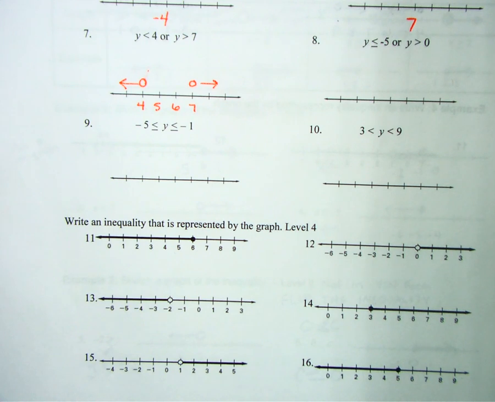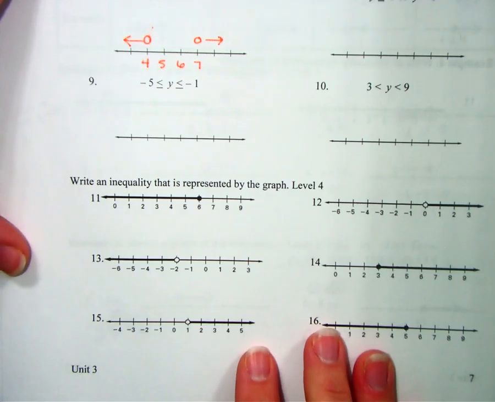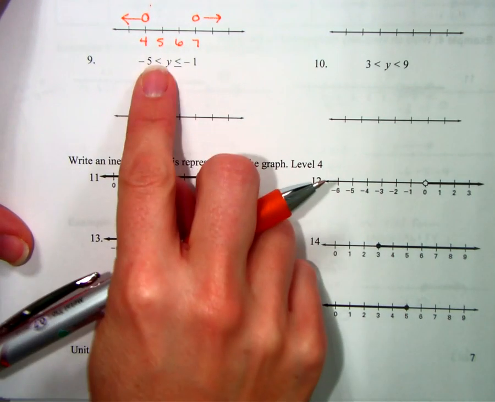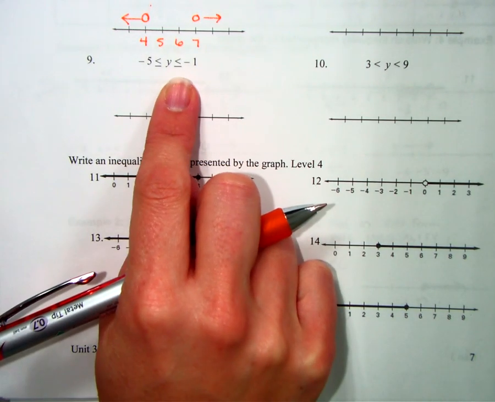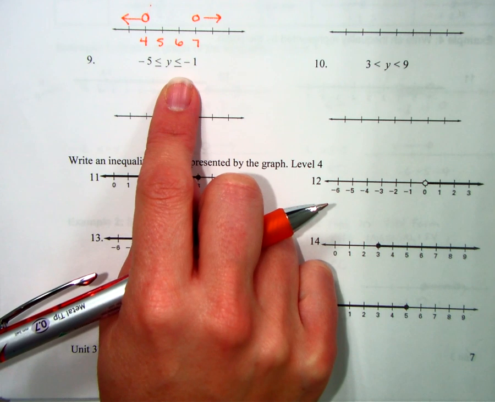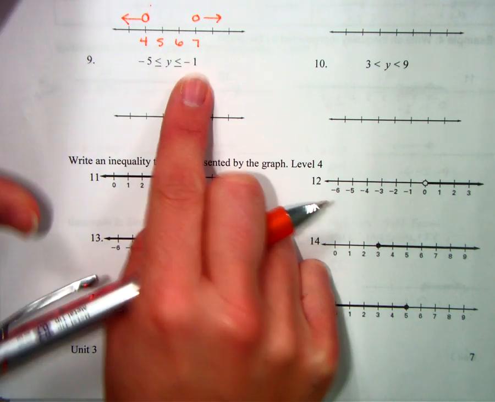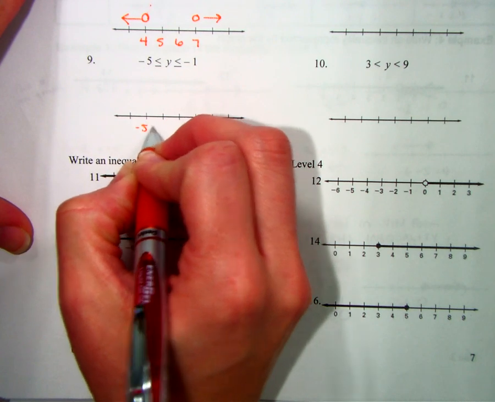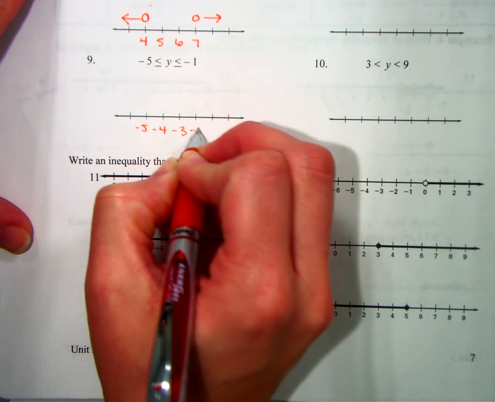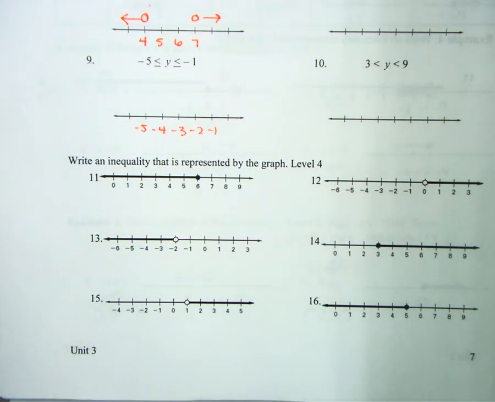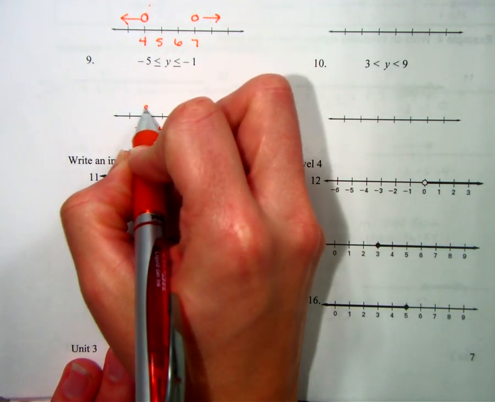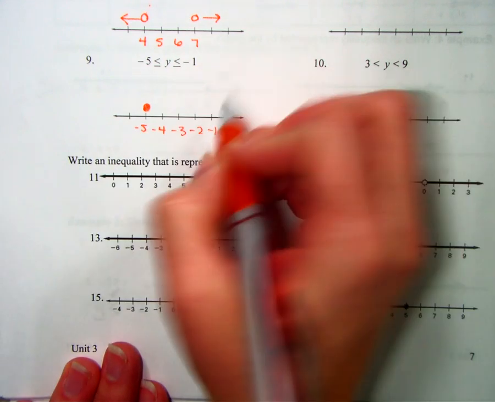Okay, one more time, number 9. So number 9, this particular situation is an in-between situation. It's a between. Okay, so what this is saying is y is in between negative 5 and negative 1. So negative 5, negative 4, negative 3, negative 2, negative 1. Let's put the numbers on there to make sure you get some numbers on the graph. This time, you should have two filled in circles. One at negative 5. One at negative 1.